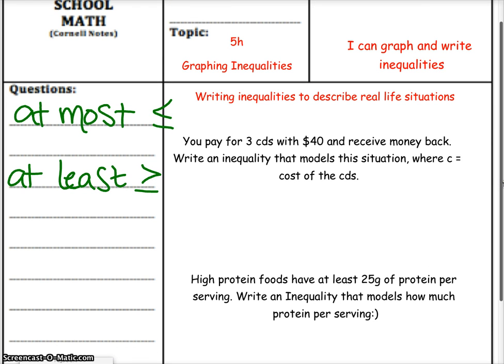Okay, so let's read this first example. You pay for 3 CDs with $40 and you receive money back. Write an inequality that models this situation where C is the cost of the CDs. Now I don't know how much the CDs were, but I know that I gave the cashier $40 and I got money back. So my cost, was it bigger than or less than 40? It was less than 40. Did I equal $40? Can I equal it? No, because I got money back. So it's just C is less than 40.